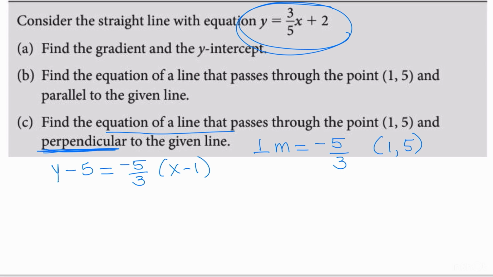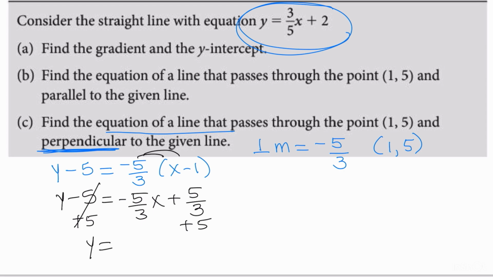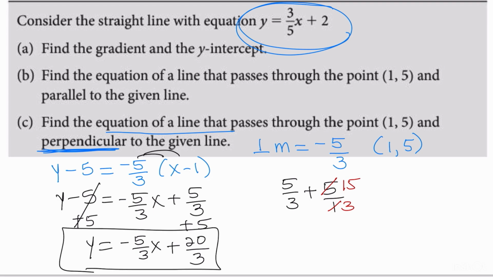If you want to get the y by itself, no problem. Let's go ahead and distribute. Y minus 5 equals negative 5 thirds x plus 5 thirds. Go ahead and add 5 to both sides. In this case, my denominator is going to be 3 that I'm trying to get the 5 to have, something with 3 in the bottom. So I get negative 5 over 3x plus, when you put this in your calculator, 5 over 3 plus 5, which is 5 over 1, I need to make the 1 a 3, so I multiply the top by 3 and I get 15. 15 over 3 is 5. So that's going to give me 20 over 3 as my y-intercept. And if you really want to get it into y equals mx plus c form, there you go. That's going to be your final answer.